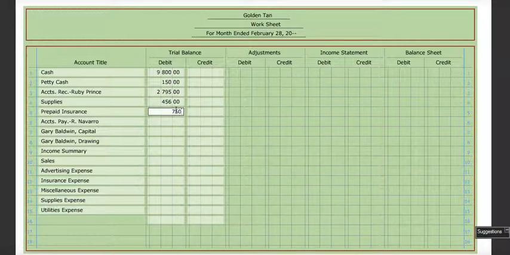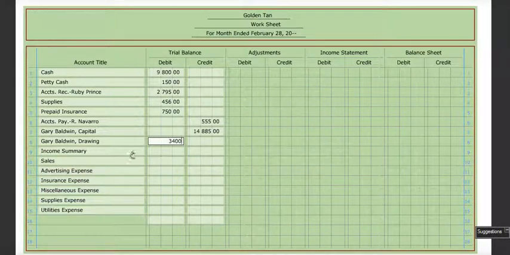Accounts payable, we have Richard Navarro. He is a credit, so I'm switching sides, $555. Gary Baldwin Capital is a credit, $14,885. Back over to Gary Baldwin Drawing for a debit of $3,400.